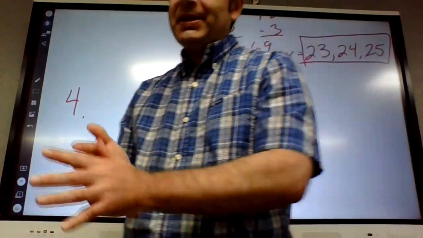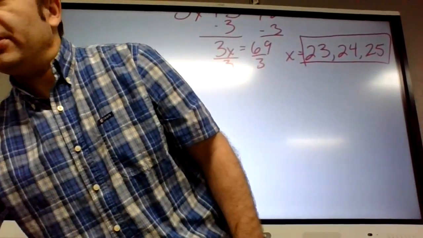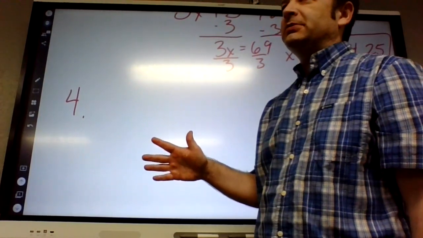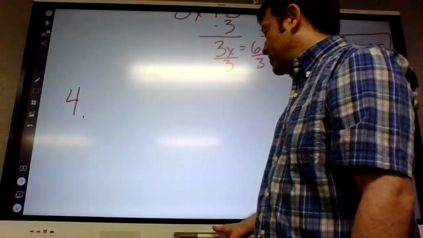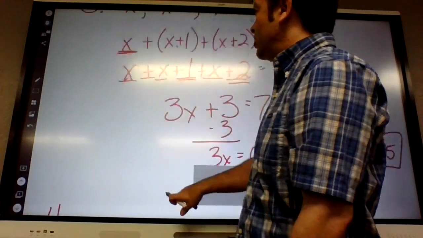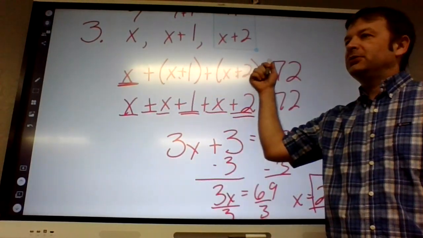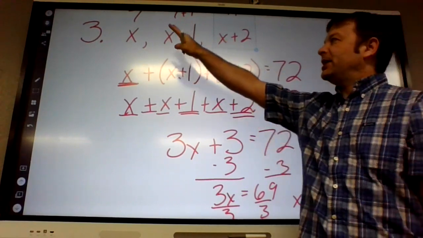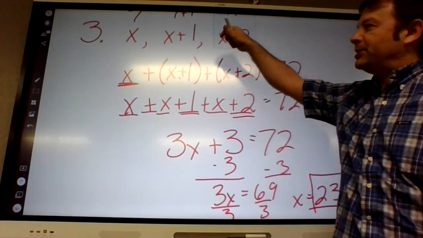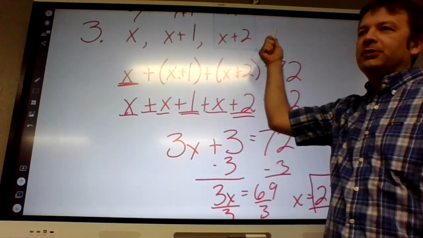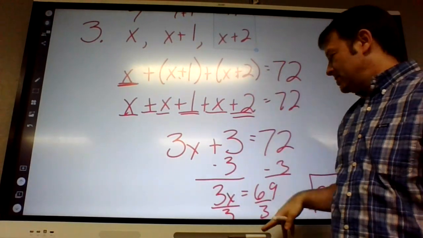Yeah, it says consecutive even numbers on number 4. So what's different about even numbers? Instead of increasing by 1, like the last problem, what are even numbers going to increase by? 2. So instead of using x plus 1, x plus 2, we're going to use x plus 2, x plus 4. Does that make sense?